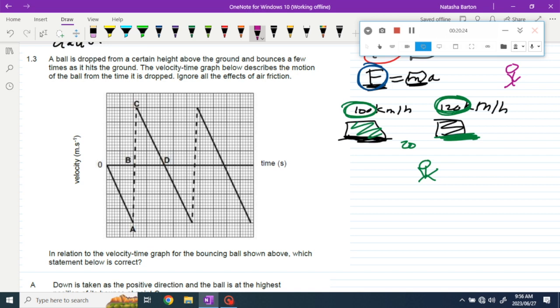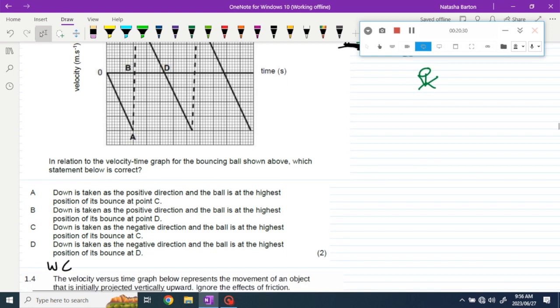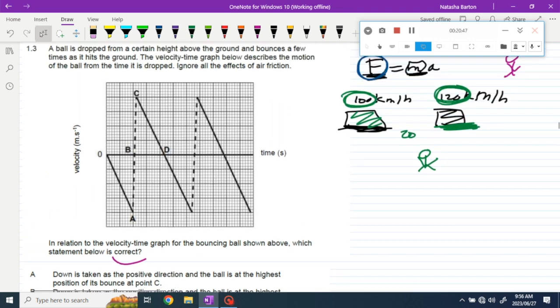As it hits the ground, the velocity-time drops below. Describe the motion of the ball from the time it is dropped. In relation to the velocity-time graph for the bouncing ball shown above, which statement do we know is correct? They say some direction is taken as the positive direction, and then they speak about the highest point.